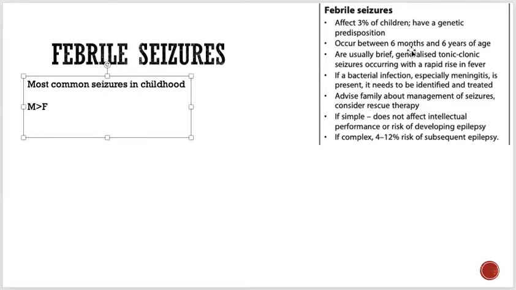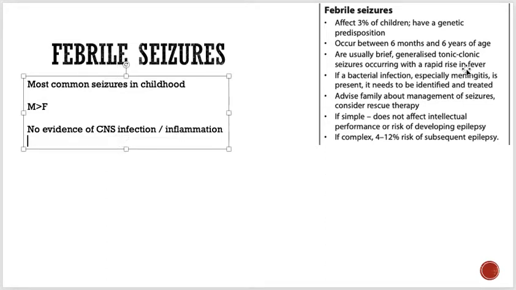Many of them have a family history as well, as you can see, right? And always you will find a history of fever, okay? It could be some rash or some infection which is causing fever. But remember one thing, there should be no evidence of CNS infection, like encephalitis or meningitis, or inflammation, right? Otherwise the seizures are due to that, okay?